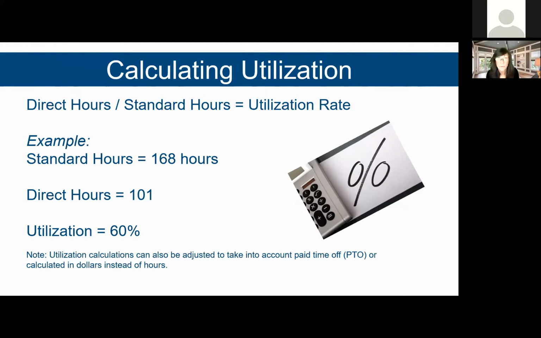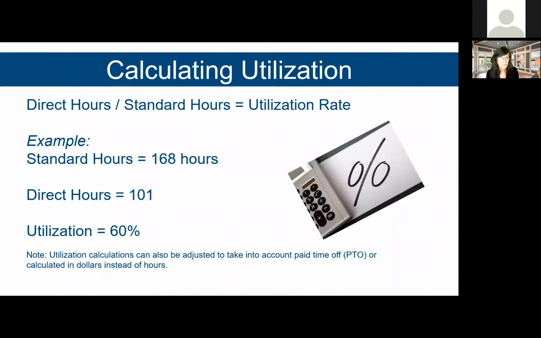This is the simple way to calculate utilization. You may have a little bit different formula in your company, and that is perfectly fine. The key is that you're consistent, right? So you don't want to calculate it one way for one group of people in your company and a different calculation method for other people in your company. You want to do it the same for everybody.